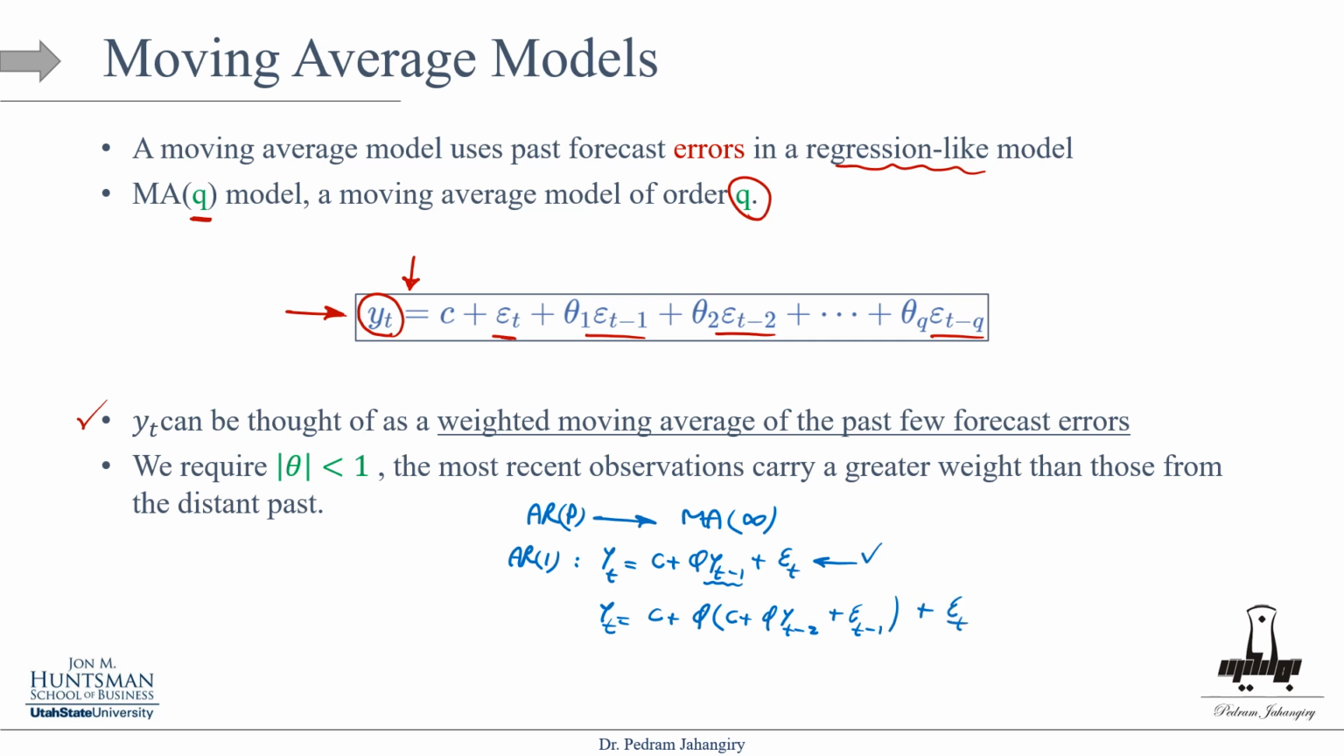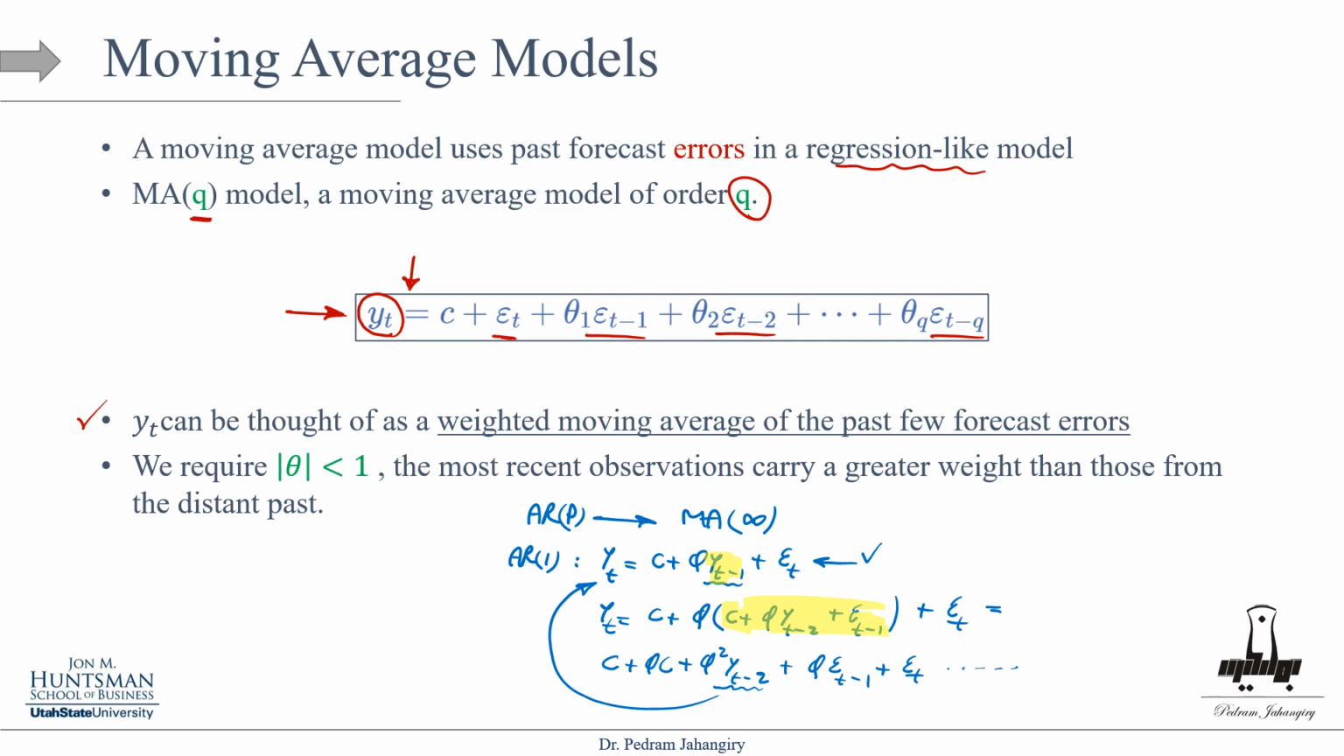Just make sure that everybody is on board. We're replacing this with this. Okay, and now going back to the equation, what do we get? We have something like this: C plus phi C plus phi to the power of 2 YT minus 2 plus phi epsilon T minus 1 plus epsilon T. And I can go all the way down and replace this YT minus 2 with its relevant components, right? And then if you keep doing it iteratively, you will see that at the end of the day, these are the terms that you have, right?